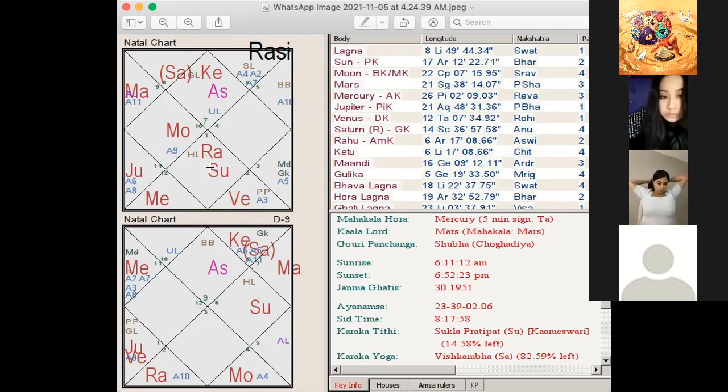Who is the lord of the seventh house? Mars. Okay, Mars. Where is Mars sitting? In the third house, correct? But in the sign, is it in a movable sign, dual sign, or what? It's Sagittarius. In Sagittarius, dual sign.